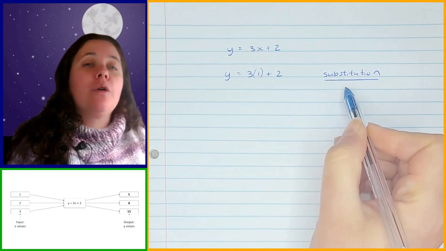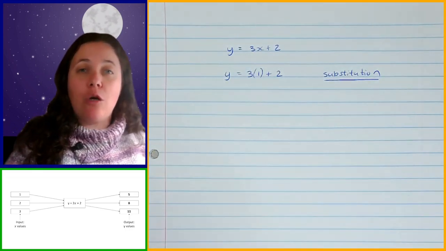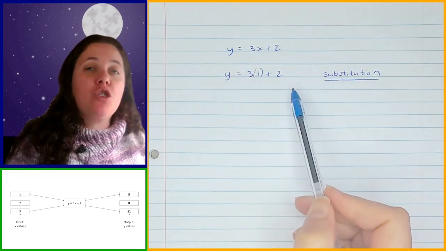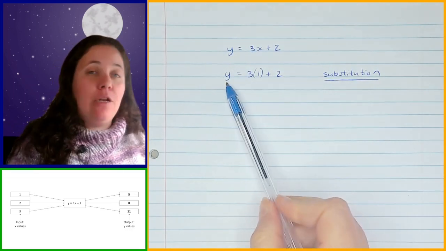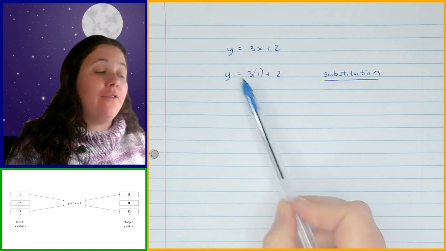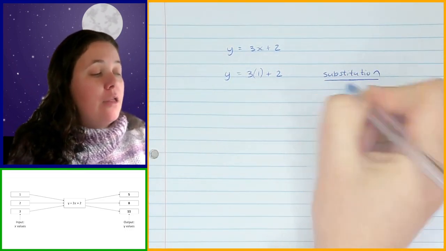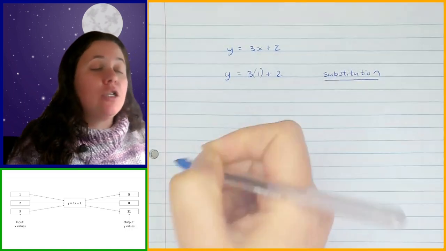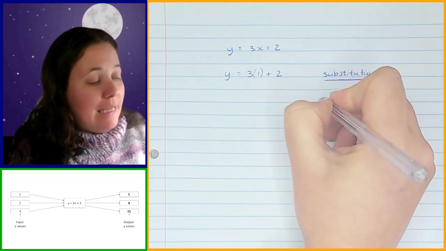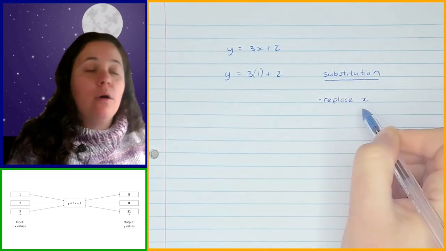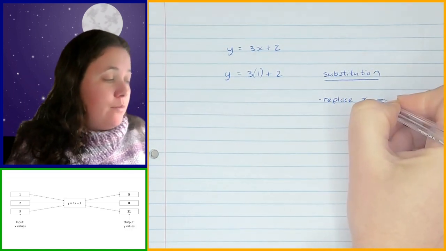Okay, so substitution is swapping out or replacing one thing with another. So if we want to find a y value or an output value for a given input value, we need to substitute the given input value into that equation. So we're going to replace x with the given input value.